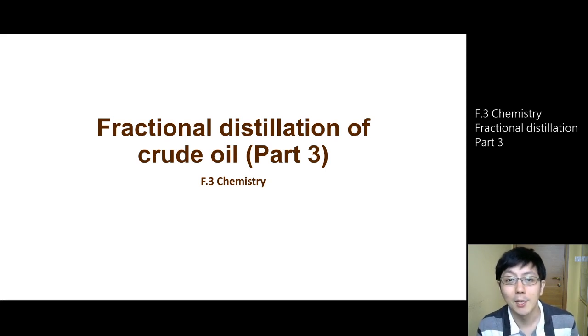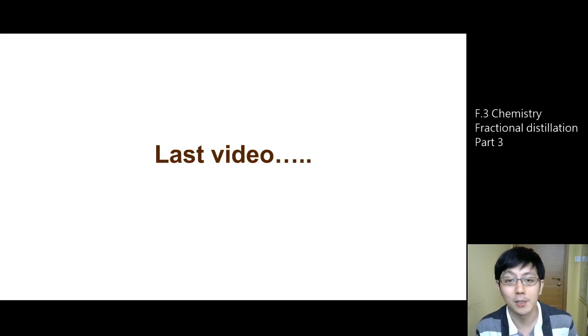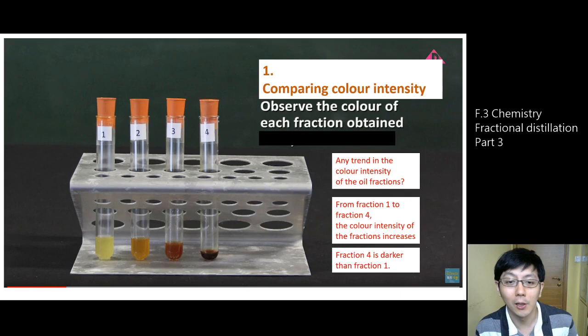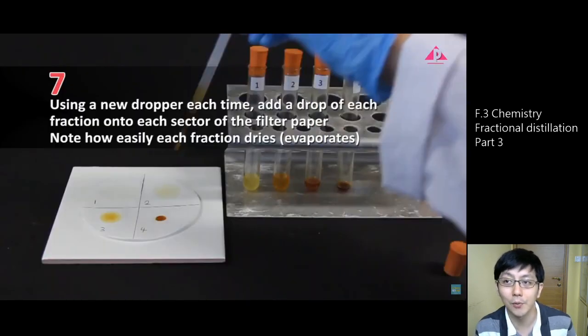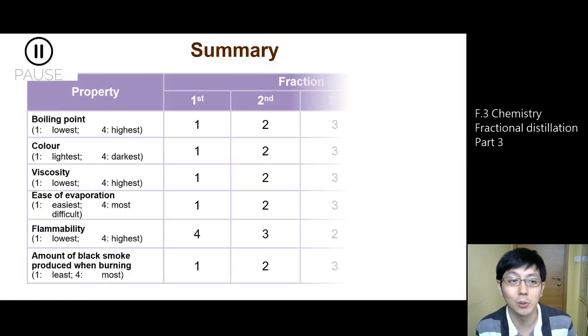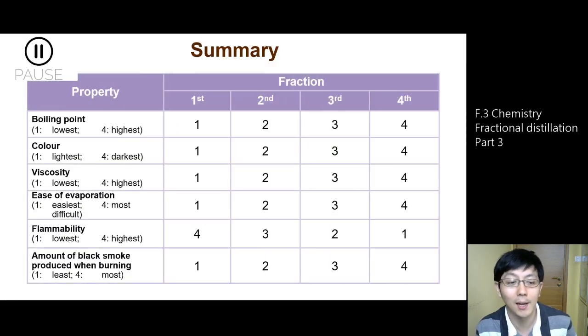Finally, we come to the last part of fractional distillation of crude oil. Again, I would like to have a recap of what we have discussed in the last video. In the last video, we tried to compare different properties of the fractions. We compared the color, the viscosity, and also ease of evaporation. And from other videos, we compared the flammability and the amount of black smoke produced when burning.